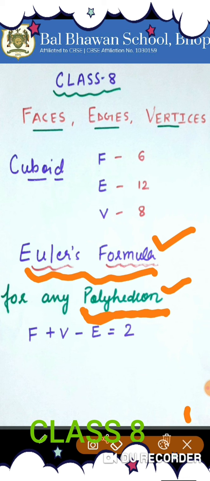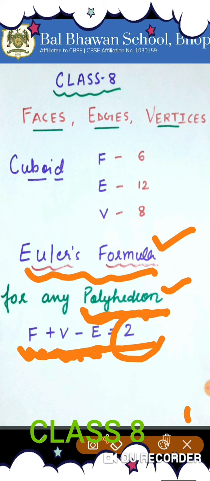Okay, now what is Euler's formula? Euler's formula is the relation between the number of faces, vertices and edges. So Euler's formula is F plus V minus E is equal to 2. Means when we operate on the numbers F and V and E like this, we get 2. Okay. Now we will see how this Euler's formula is applied to other polyhedrons.